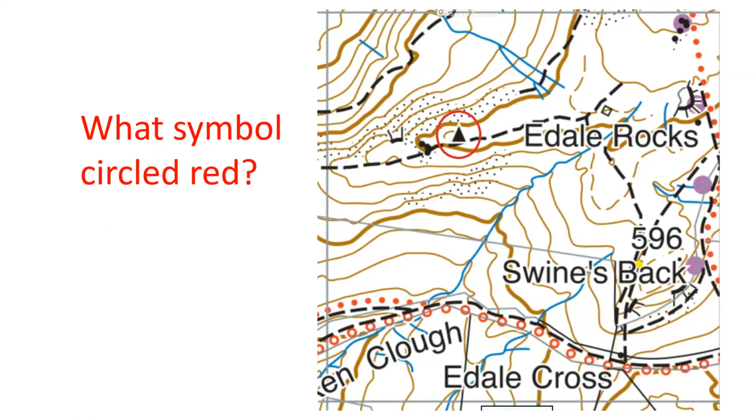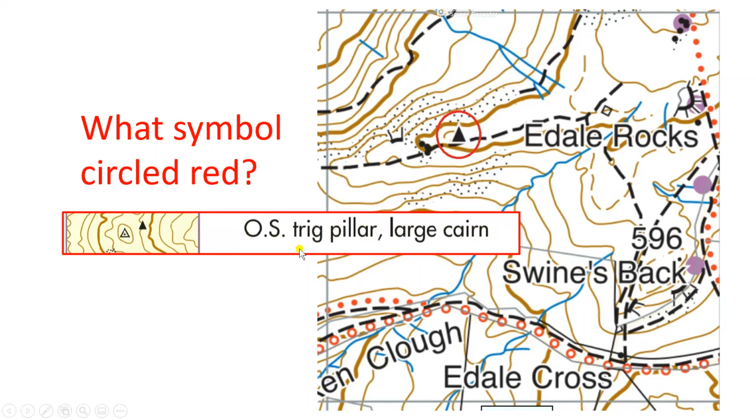Okay, next question. What is that black triangle symbol for? So did any of you say trig point? Because that's not the right answer. You see here that the black triangle is in fact a large cairn. The OS trig pillar or trig point is a black hollow triangle with a little black dot inside it, just like on the Ordnance Survey maps, except it's black, not blue. So the answer for that one was large cairn.